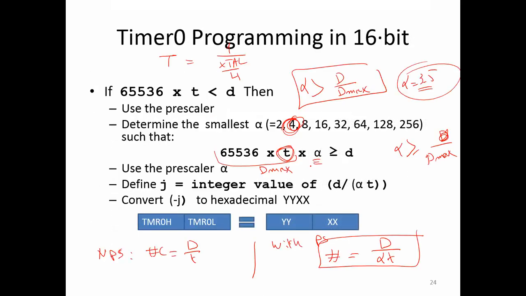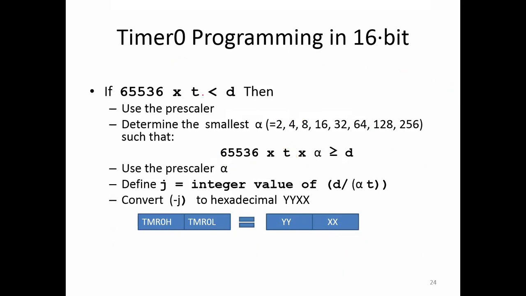Okay, let's generate a time delay. Let's use the counter to generate a delay of 3 milliseconds. Do we need a prescaler? Let's use, for example, a 4 megahertz crystal frequency, and we need a delay of 3 milliseconds. So what is the value of the initial count?